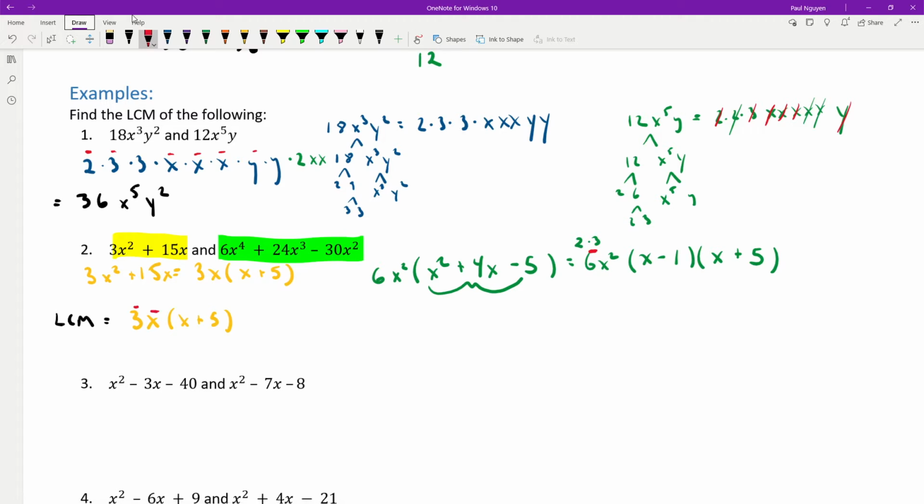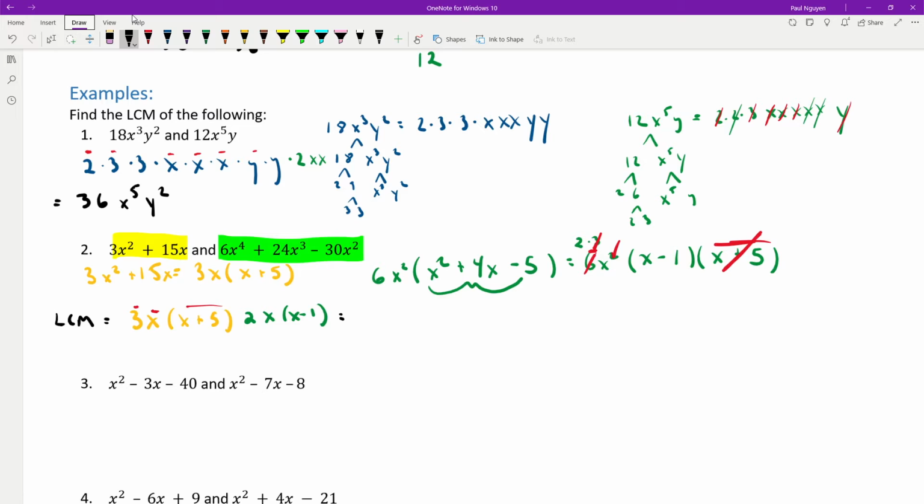I have an x here, so one of these x's I'll get rid of. And an x plus 5 is here, so I can cross that guy out. So what's left over in green here is a 2, 1x, and an x minus 1. So all the factors that are here that I haven't already gotten from here. And so I can make this a little bit nicer.